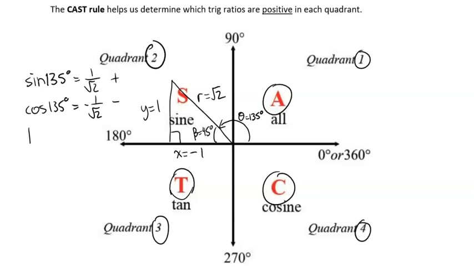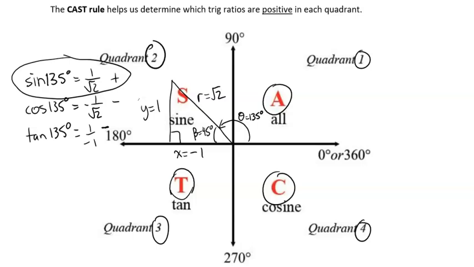And if you do the same thing for tan of 135, the opposite, which is 1, over the adjacent, which is negative 1, we get 1 over negative 1. That is also a negative sign. So the only one that's positive in that second quadrant is sine. And so that's the whole idea here. The only one that's positive there is sine.